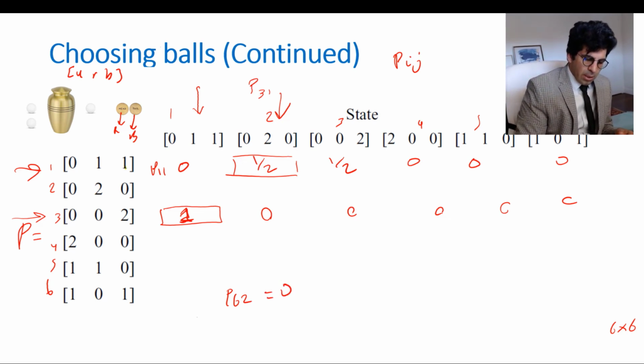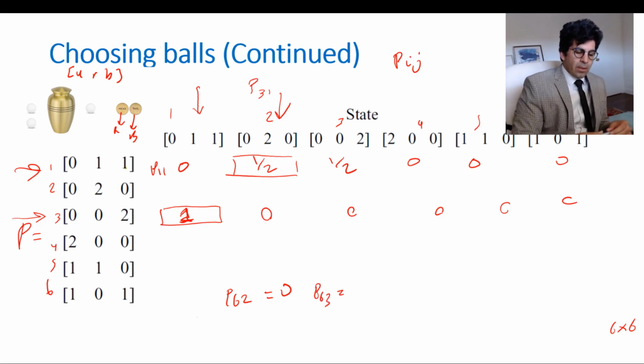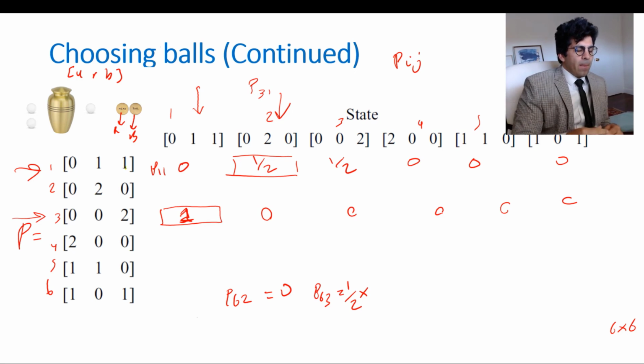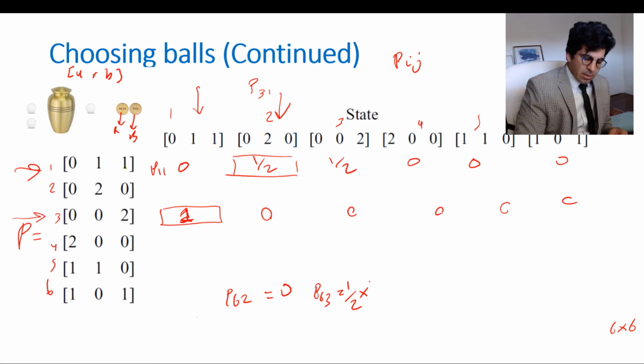How about P63, which is going from one unpainted, one blue to two blues? For that to happen, you should be lucky to pick the unpainted one, and you should be lucky to get tail when you flip the coin, so that you paint it blue, and when you put it back, you're gonna have two blues. So two things should happen. You should pick the unpainted one, and the probability of that is half, and I multiply. When you flip the coin, you should get the tail. So that probability is 1/4.